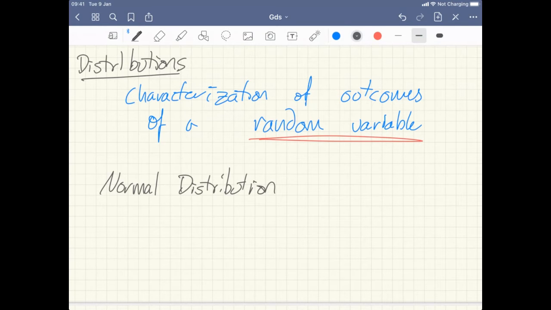Josh asks, would p equals 0.5 mean that there's a 50-50 chance x will equal 1 or 0? Exactly. Josh, that's exactly right.